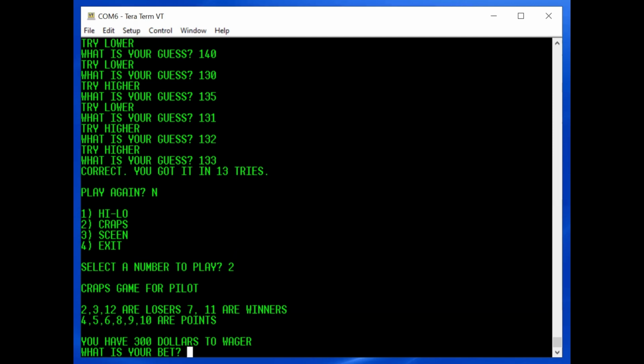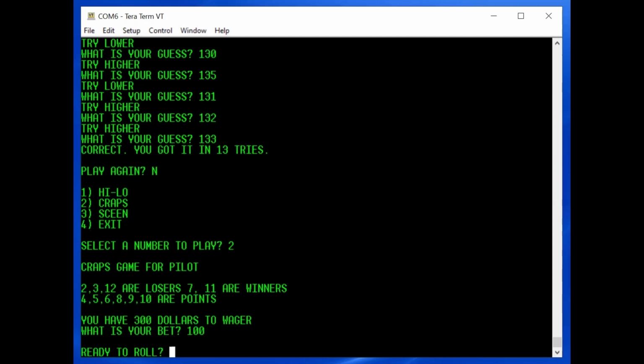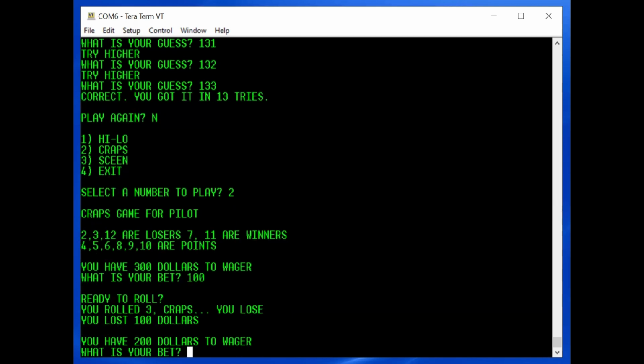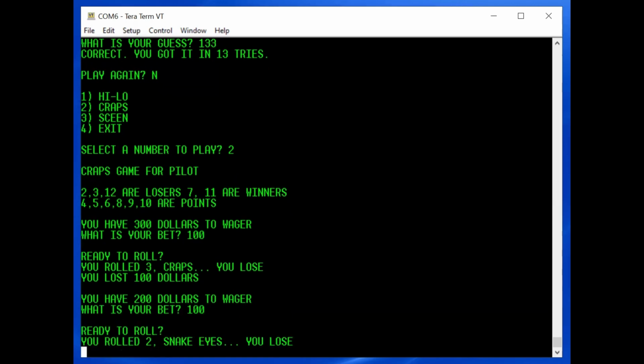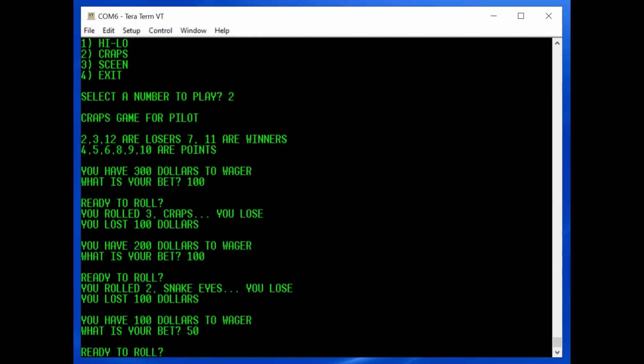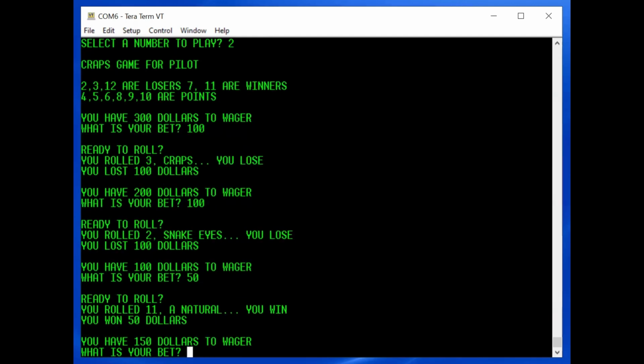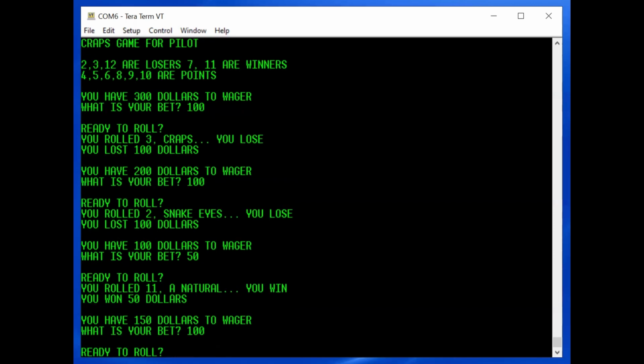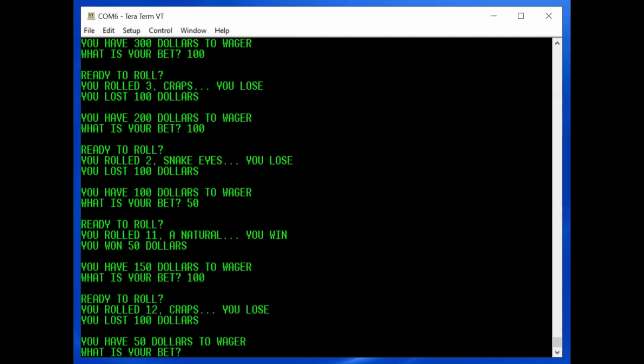So we have $300 to bet. Let's say $100. Are we ready to roll? Yes. 3, craps, we lose. Lost $100. All right, let's bet 100 again. Ready to roll, yes. 2, snake eyes. This is why I'm not a gambler. We lose. $100 left. Okay, let's say 50. Ready to roll, yes. 11, and naturally you win. 150. All right, let's bet 100 again. Ready to roll. 12, craps.